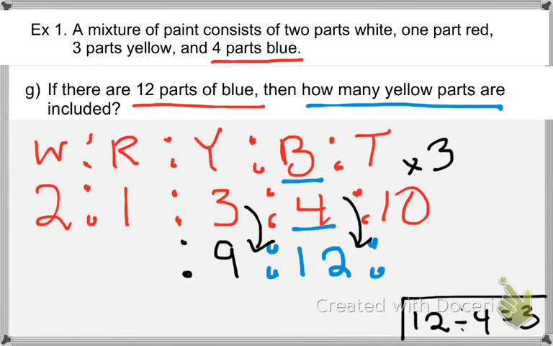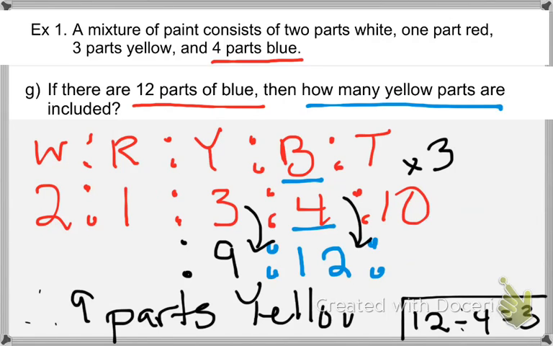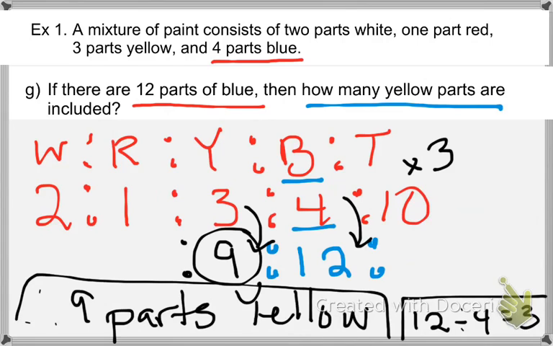So how many yellow parts are there? Therefore, 9 parts yellow. I don't have room to do a complete sentence. Or you could have just circled the 9, I guess. That indicates that's your final answer. I'd probably mark that correct.